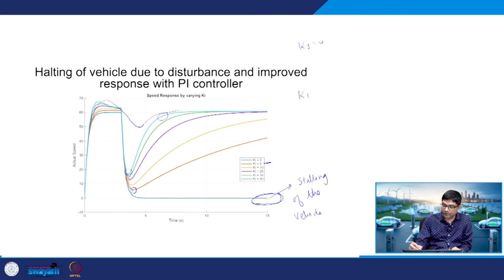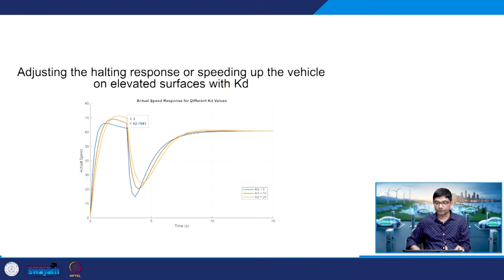So this is the effect of adding Kp plus Ki over S, right. The vehicle which earlier stalled due to a constant throttle angle of 50 degrees has now recovered and has regained its original speed.